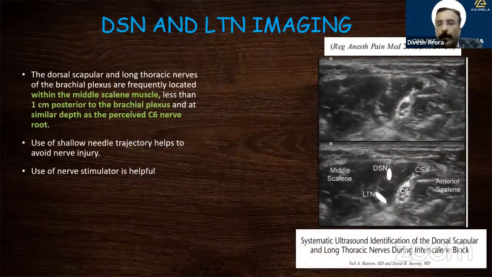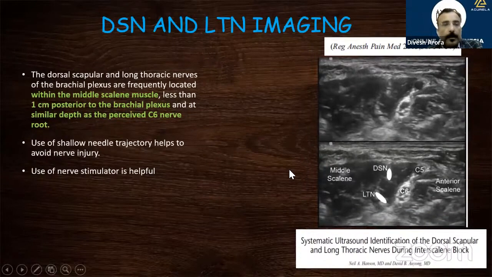Another two important nerves are the dorsal scapular nerve and the long thoracic nerve. Both of them are situated in the middle scalene muscle. But it's not that easy to identify them, though the majority of the time, very close to the C6 nerve root, they can be seen 1 centimeter posterior to it. So the easiest way, in my opinion, is whenever you are scanning in the middle scalene muscle, try to look for hyperechoic shadows.